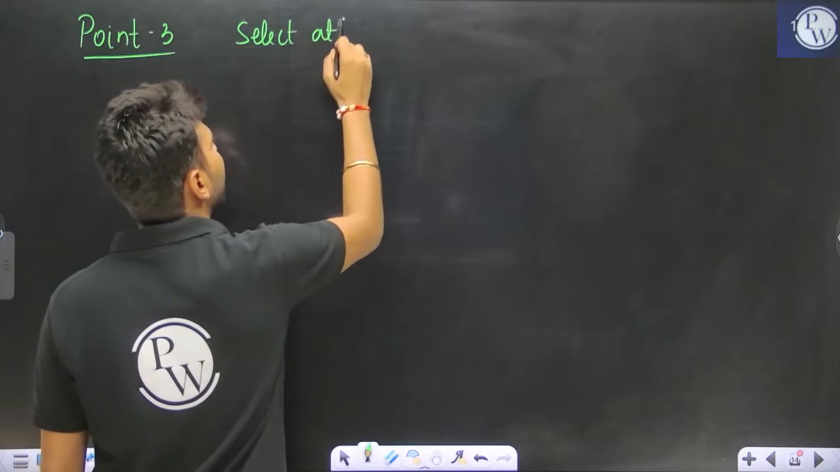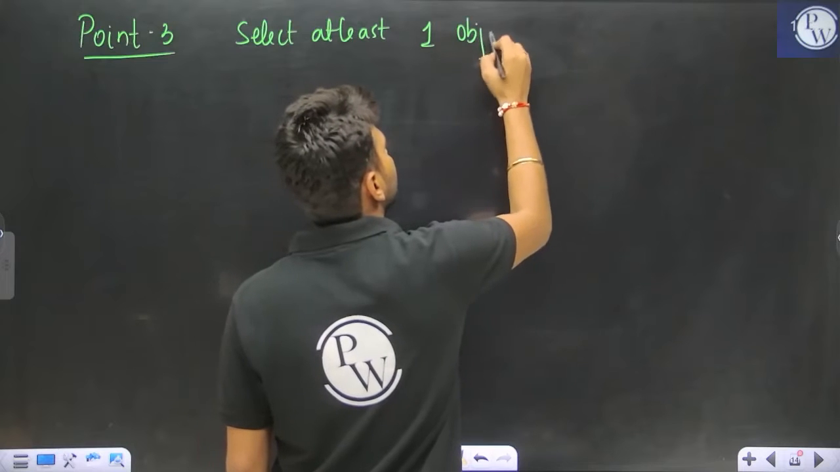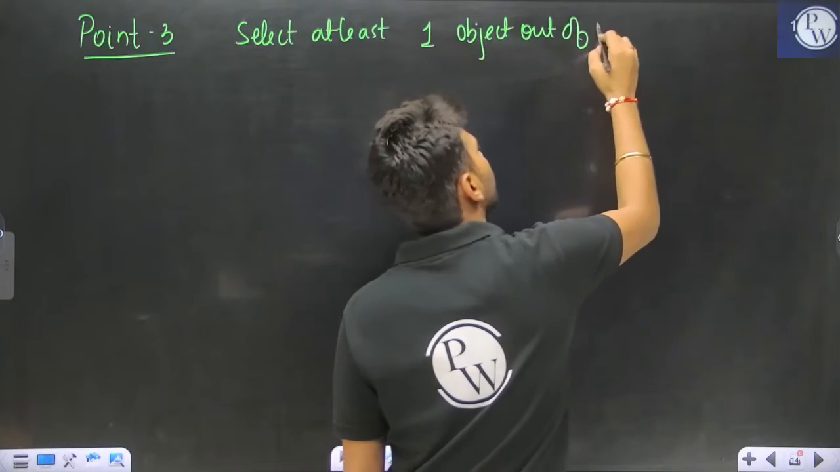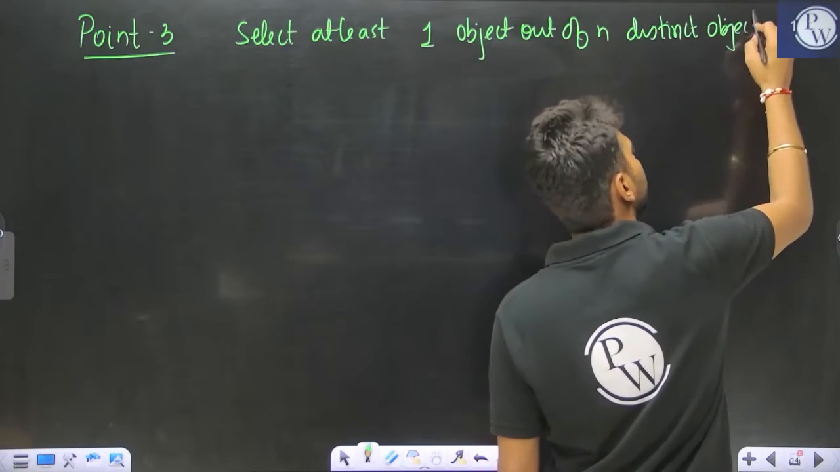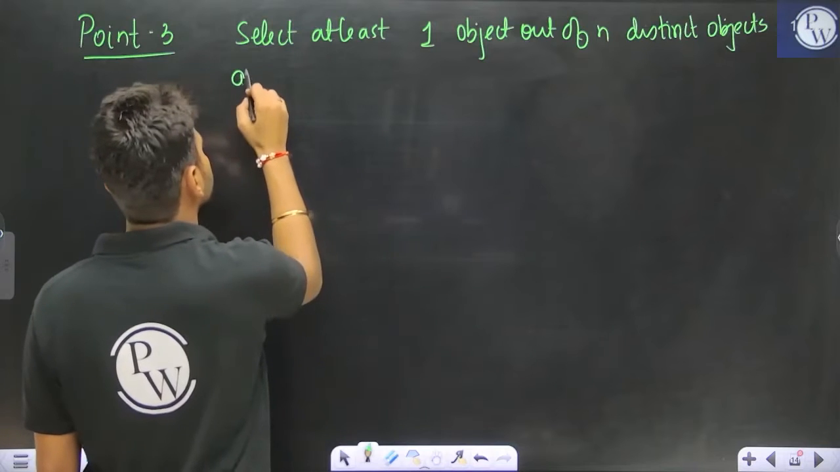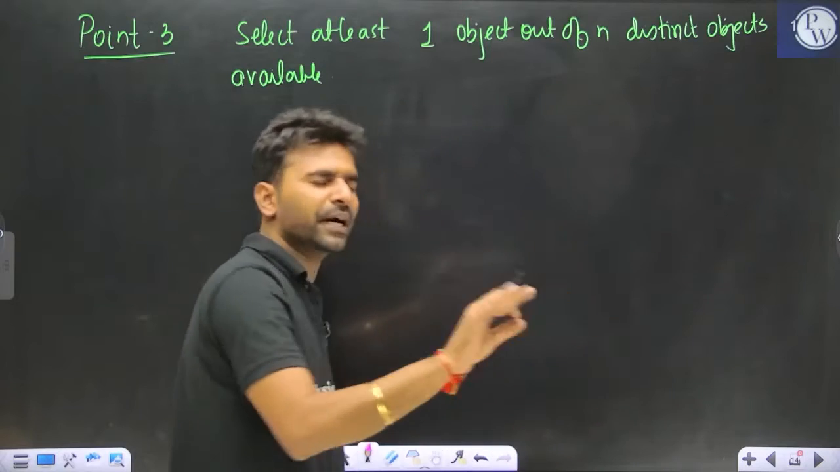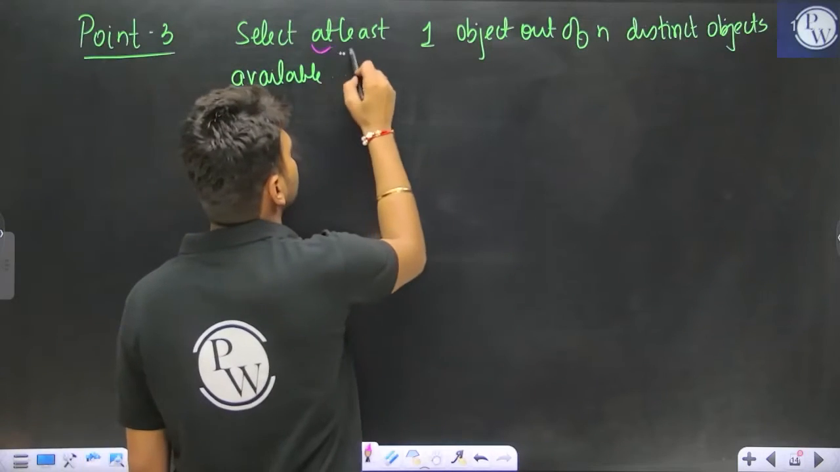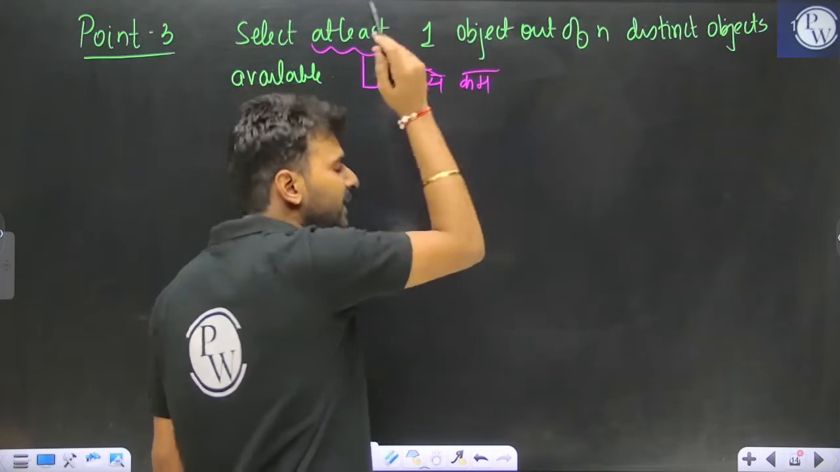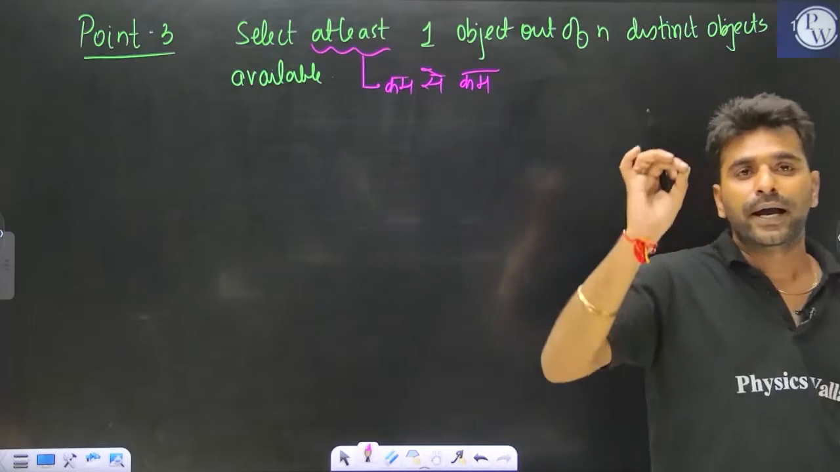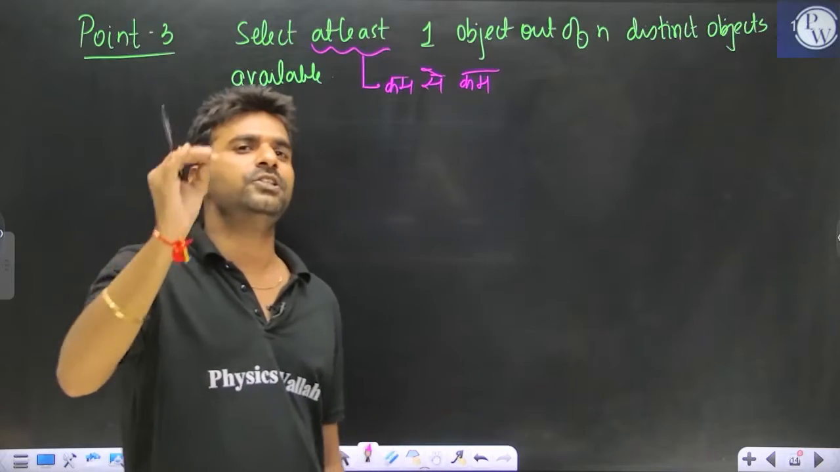Select at least, this word is very important. Select at least one object out of n distinct objects available. At least means the minimum condition that you have to do. At least means, in Hindi we say kam. You cannot select less than this. You have to select at least one, the least of the least. Without doing this you cannot proceed.